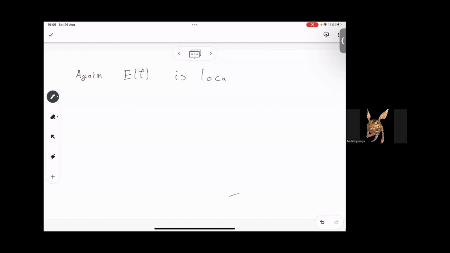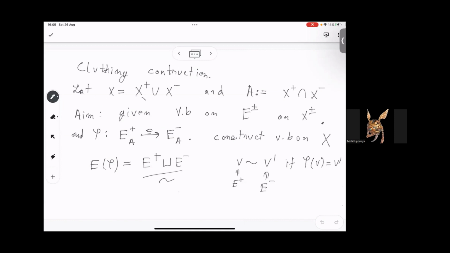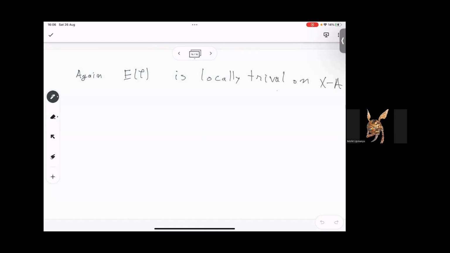So E phi is locally trivial on X. E phi is locally trivial on X minus A. If it's not a point of A, then there is nothing to really check, because we're doing nothing when it's not a point of A. Also, I completely forgot to mention, these are closed compact sets, not open subsets. Closed compact is automatic, since we are assuming things are compact Hausdorff.